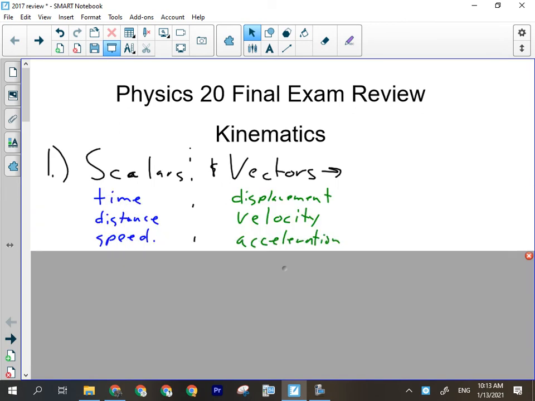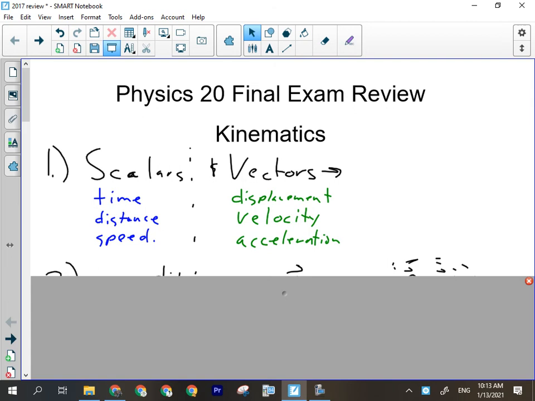Some of the stuff that we went over: scalar quantities were things like time, distance, and speed. Thus far in the rest of the course, we could also add to that work and energy, as those are also scalar quantities. Our vector quantities are displacement, velocity, acceleration, and we could add to that now as well force, being a vector quantity.